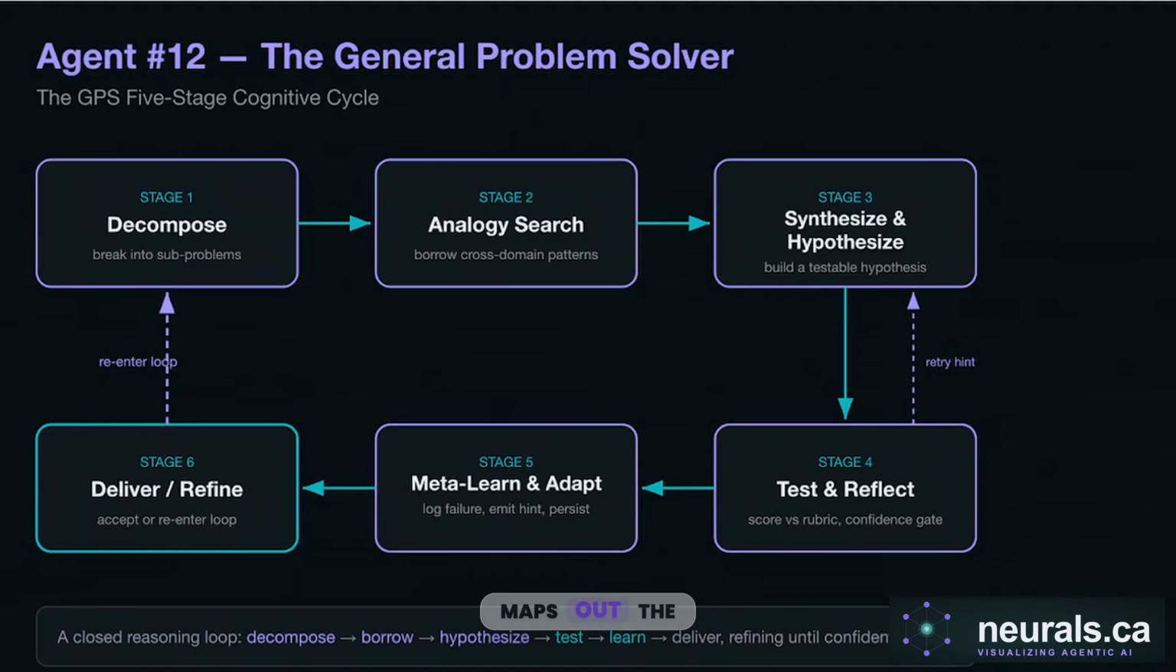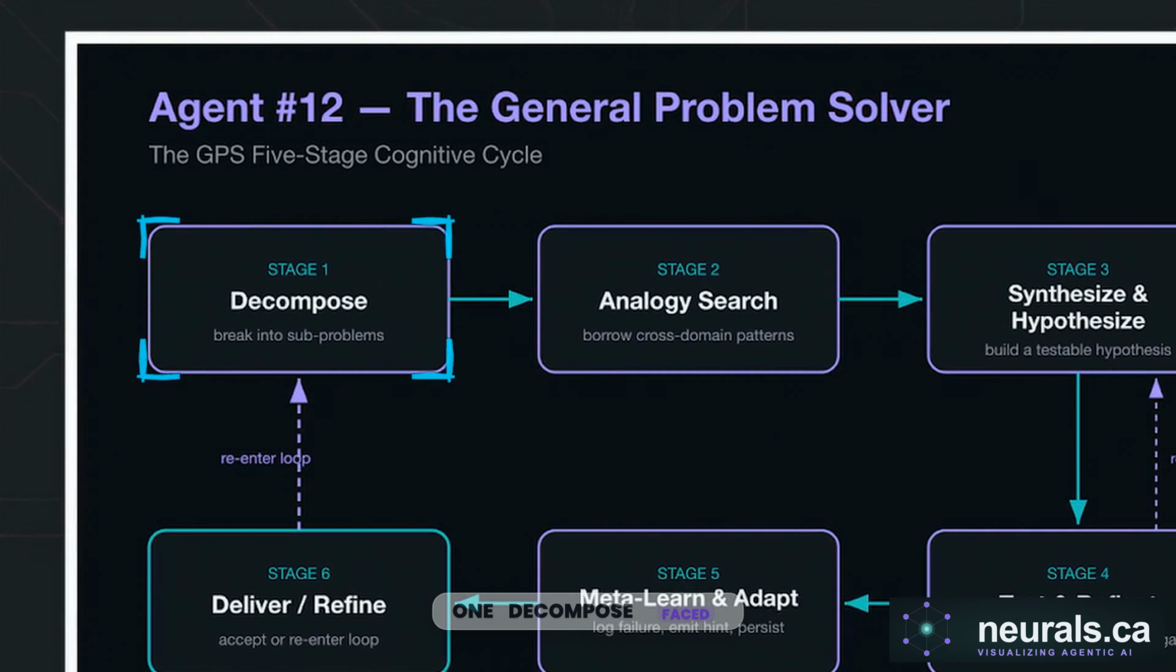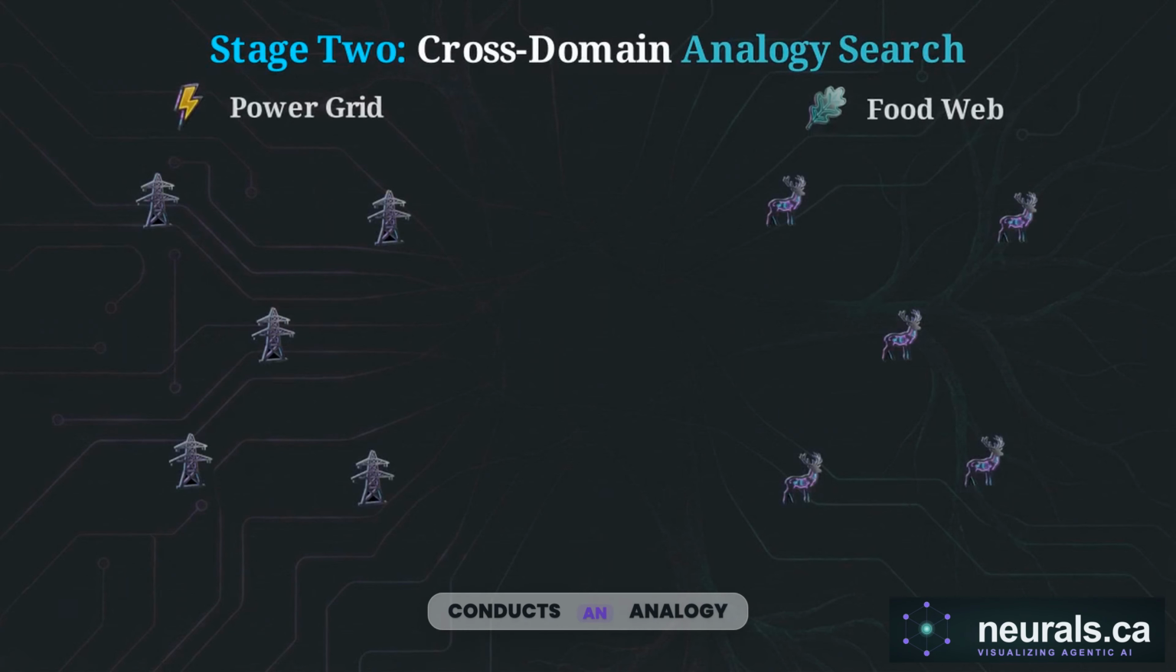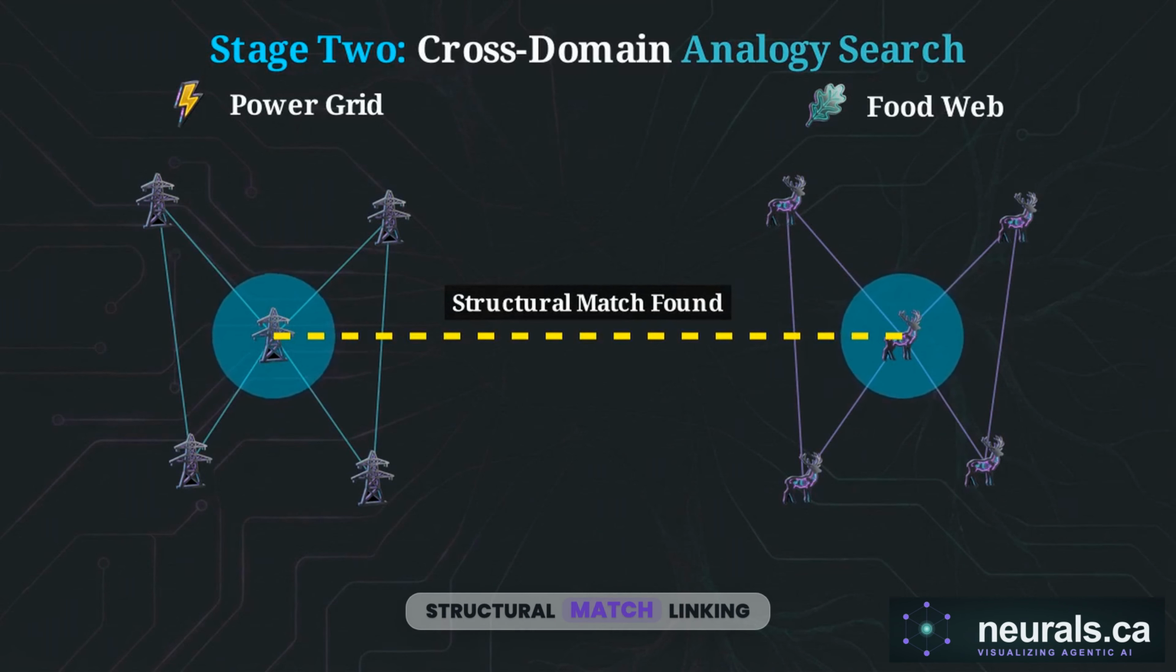This diagram maps out the closed, self-correcting loop that makes this possible. It begins here at stage 1, decompose. Faced with a massive grid failure, the agent breaks the challenge into tractable subproblems. In stage 2, the agent conducts an analogy search. It hunts across diverse domains to find a structural match, linking the engineering problem to ecological food webs.